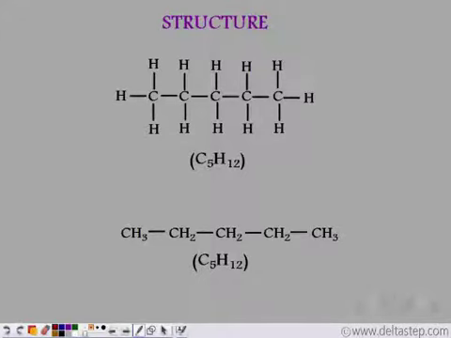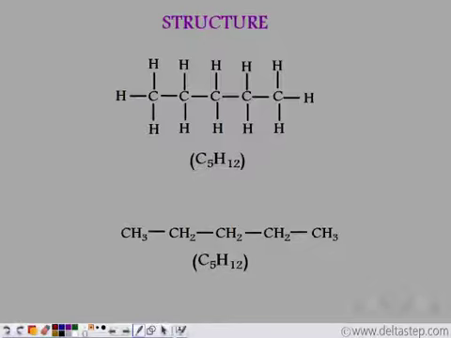We have seen how to write the structure of the organic compounds. When we write it in this manner, we show all the covalent bonds. So this is the structural formula. There are 5 carbon atoms, 12 hydrogen atoms. So this is the molecular formula, that is C5H12.